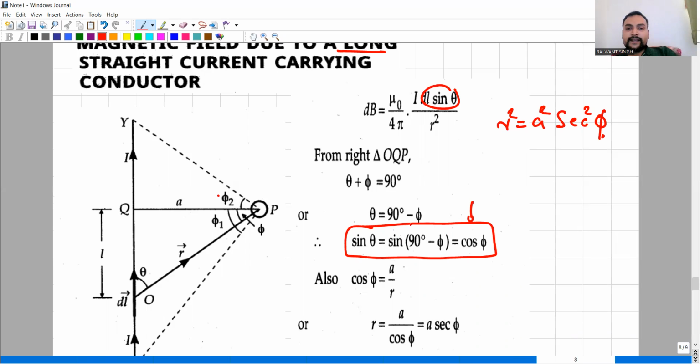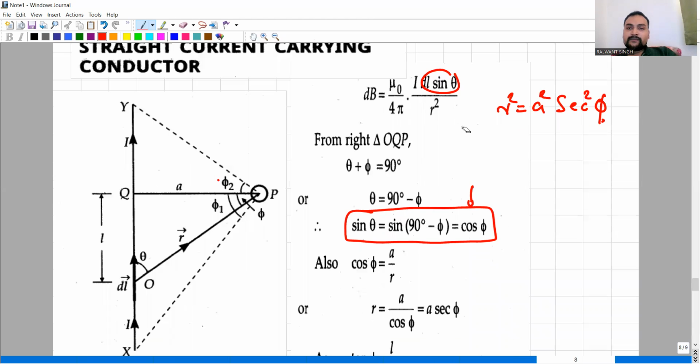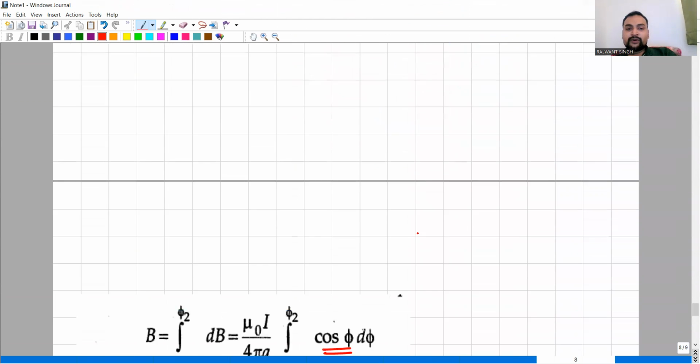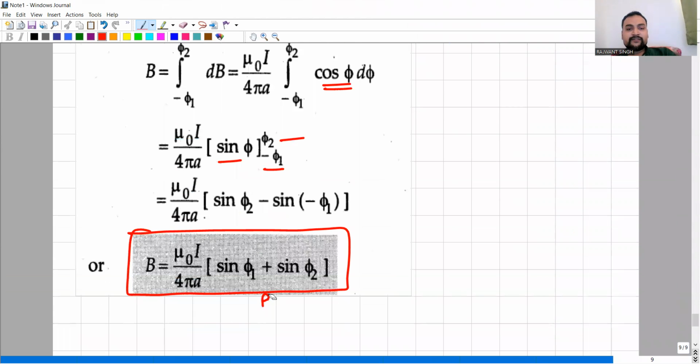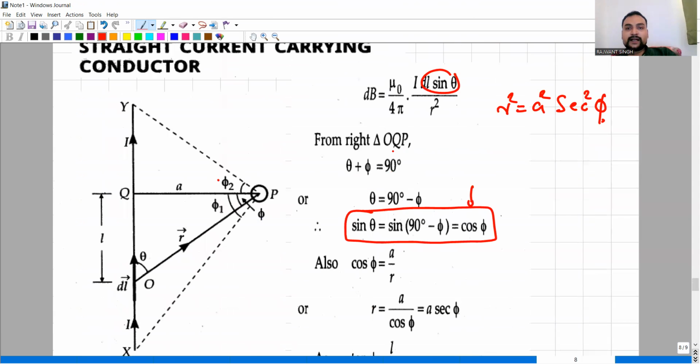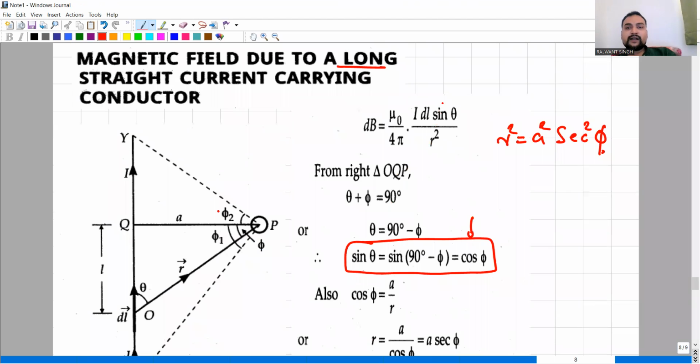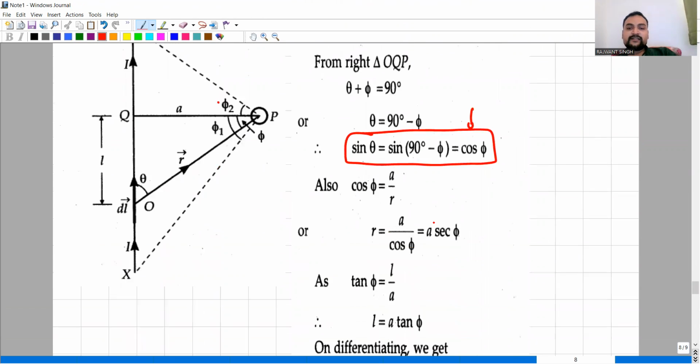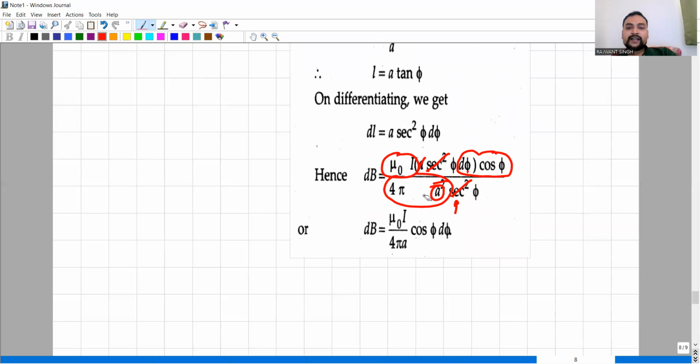Now at the end of this derivation, what do you get? You get this whole thing as mu naught I by 4 pi a, sin phi 1 plus sin phi 2. And the flow of the derivation is very simple. You start from the Biot-Savart law. You keep in mind that you have to change these three values: sin theta, dl, and r square. When you change these three values, you are eventually going to get this.